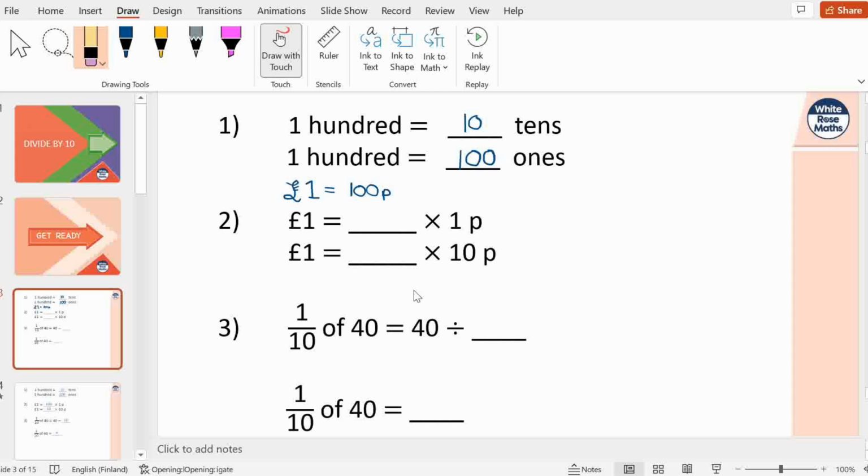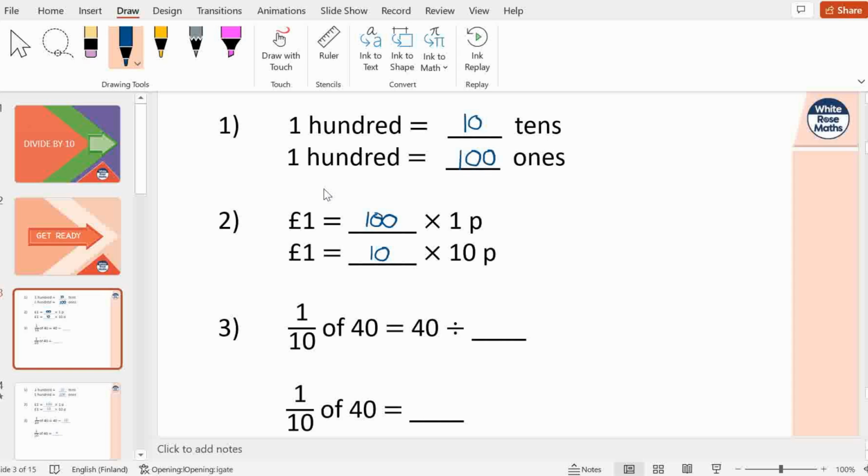So I'll rub it off, just to check whether you remember. So how many pennies go into a pound? Good. So 100 times 1 penny is a pound. And now, how many 10 pennies go into £1? So it's basically asking you, yes, 10. Good. So it's basically asking you, how many times does 10 go into 100? And it's 10 times.